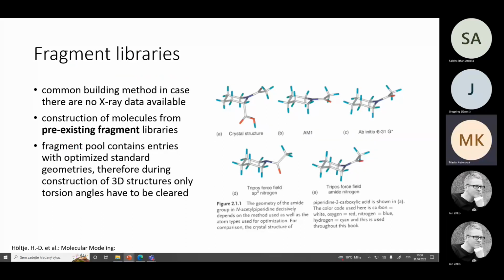I mentioned also creation of 3D structures of small molecules based on fragment libraries. So we can construct the 3D shape of small molecules using some known geometries of very small parts of molecules. Here is an example of an acetylpiperidine, and you can see the crystal structure in the first figure, and you can see then different software, how the conformations were created. So I would say the last one is maybe the most reliable with the side chain.